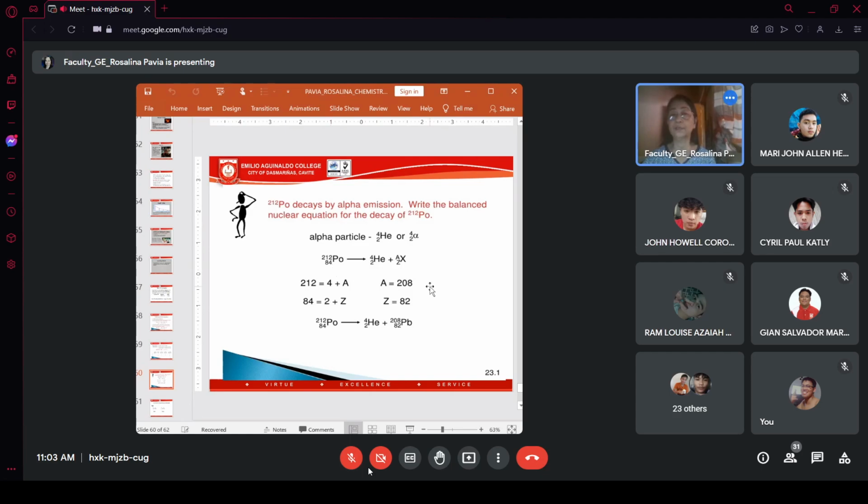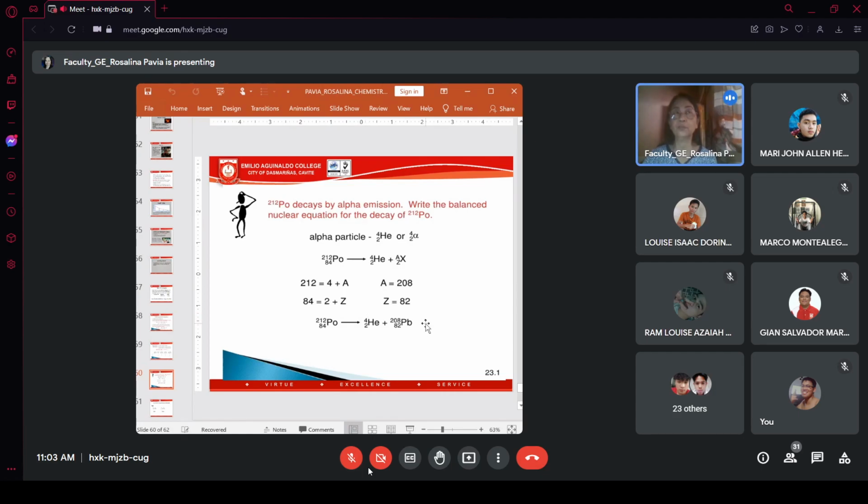Do you understand? Na-check na nyo ba sa periodic table nyo? Okay, 82 lead, di ba? So 82 plus 2 is 84. Now, how much is the atomic mass of lead? It should be 208. 208 plus 4 is 212.